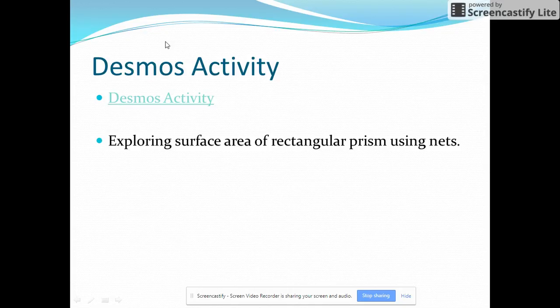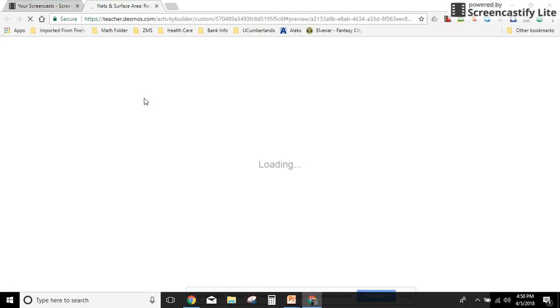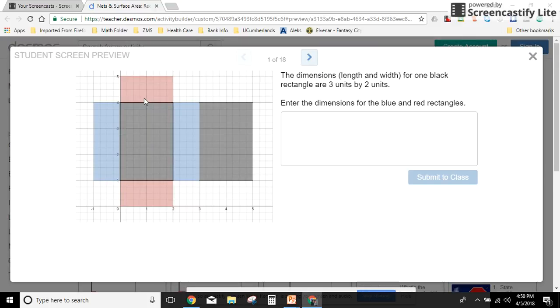So next we're going to talk about our Desmos activity. This is exploring surface area of rectangular prisms using nets. So I'm going to click on that. Everybody has this activity, so go ahead and follow along on your Chromebooks. All right, on slide number 1, it wants us to find the dimensions of the red and blue rectangles. So if I'm looking at this net, a net of a rectangular prism, I need to count up the units. On the blue, it's between 2 and 3, so that's 1 unit, and the side going up is 3. So the blue is 1 by 3, and my red rectangle, if I count it up, is 1 by 2. Does everybody see that? Are there any questions on this slide?